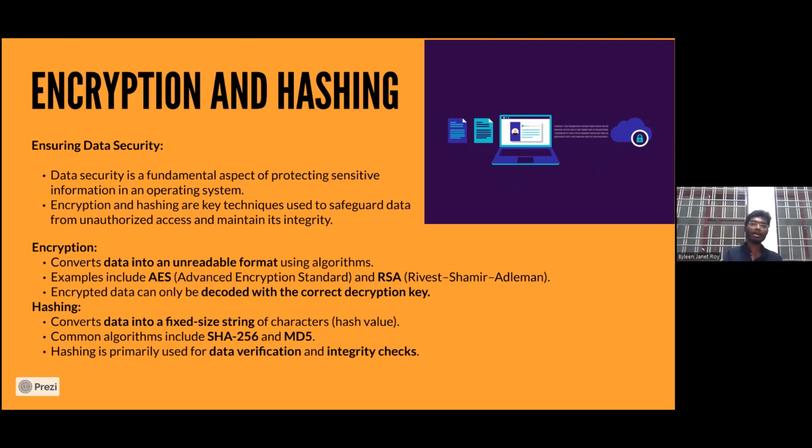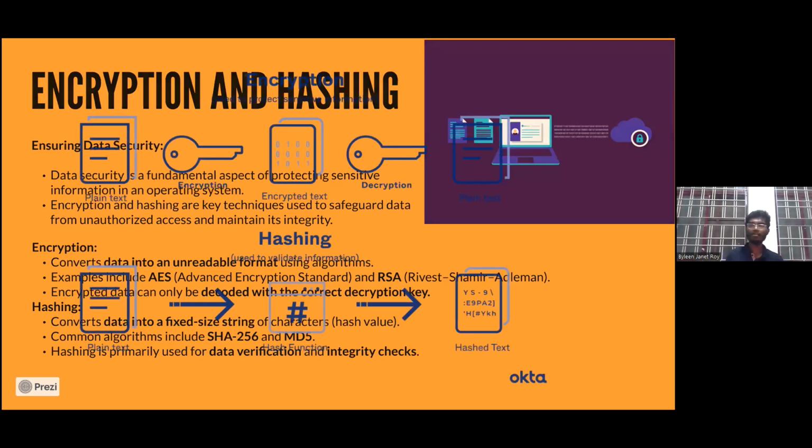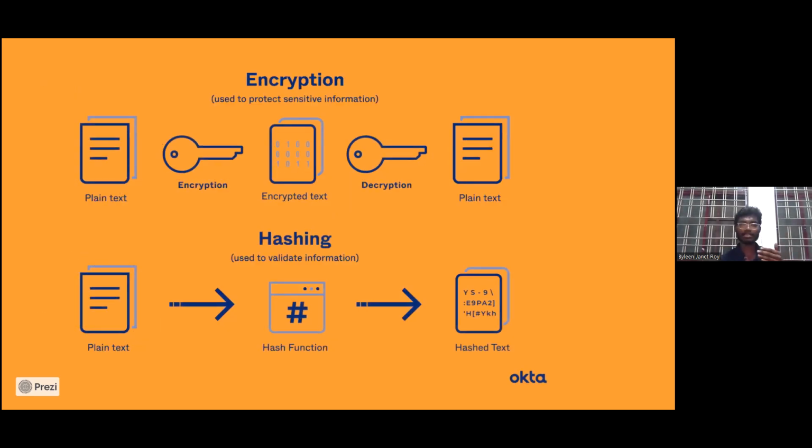And the common algorithms for hashing are SHA-256, which is commonly used now for creating websites, maybe for storing passwords in the backend data, and MD5. This is the basic comparison between encryption and hashing in a very simple manner. We'll be using a key for encryption and a key for decryption, and a hash function will be used to change the plain text into hashed text.